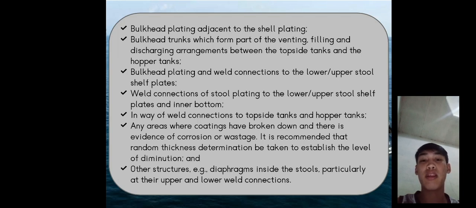bulkhead plating and weld connection to the lower or upper stool shell plates, weld connections of stool plating to the lower or upper stool shell plates and inner bottom, in way of weld connections to topside tanks and hopper tanks. Any areas where coating has broken down and there is evidence of corrosion or wastage, it is recommended that random thickness determination be taken to establish the level of diminution, and other structures such as diaphragms inside the stools, particularly at the upper and lower weld connections.